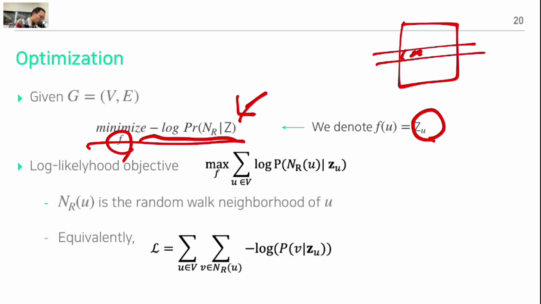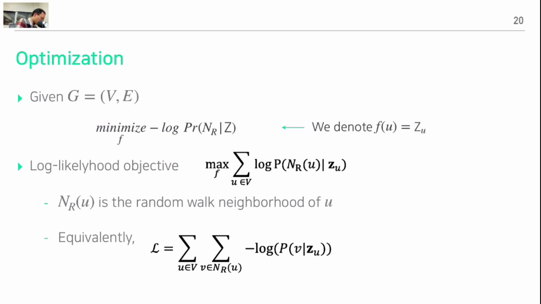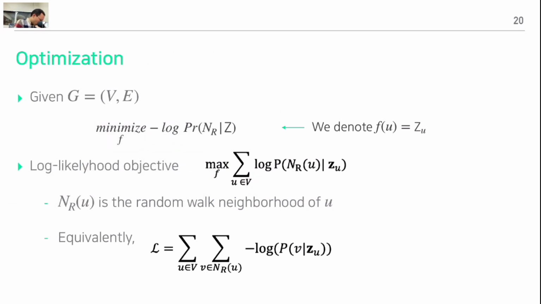To get the representation, we need to get the row value, right? This is u, and this is the same as the function f of u. This is a functional form of the representation. From the maximum likelihood optimization perspective, it is the same as this one, just removing the max, and it is maximum likelihood estimation, right? Just for your information. And once again, this is from the random walk neighborhood of node u.